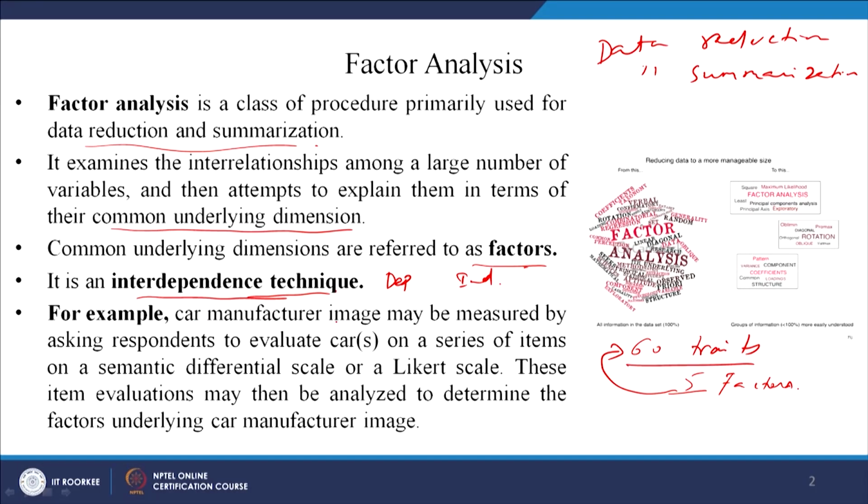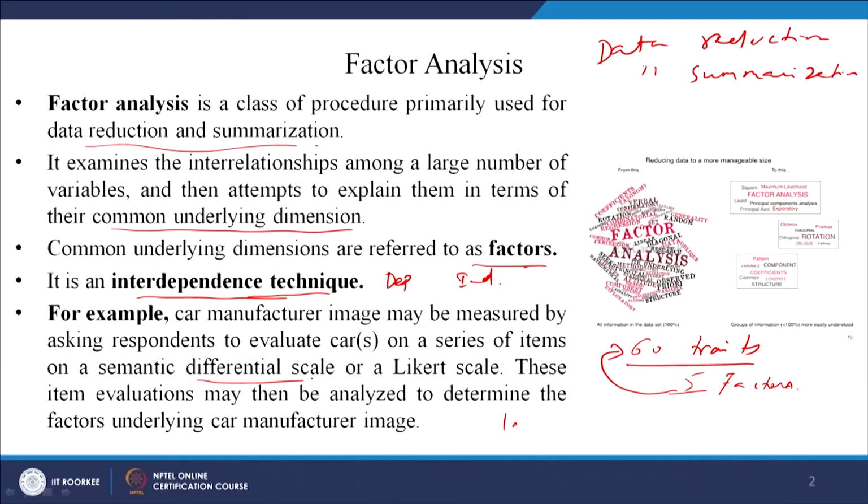Example, a car manufacturer's image may be measured by asking respondents to evaluate cars on a series of items on a semantic differential scale. I hope you understand about a semantic differential scale. A semantic differential scale is a scale in which you have bipolar adjectives, right. So, for example, lazy and the opposite of lazy, which is agile, right. So, there are 7 spaces, 7 numbers in between.